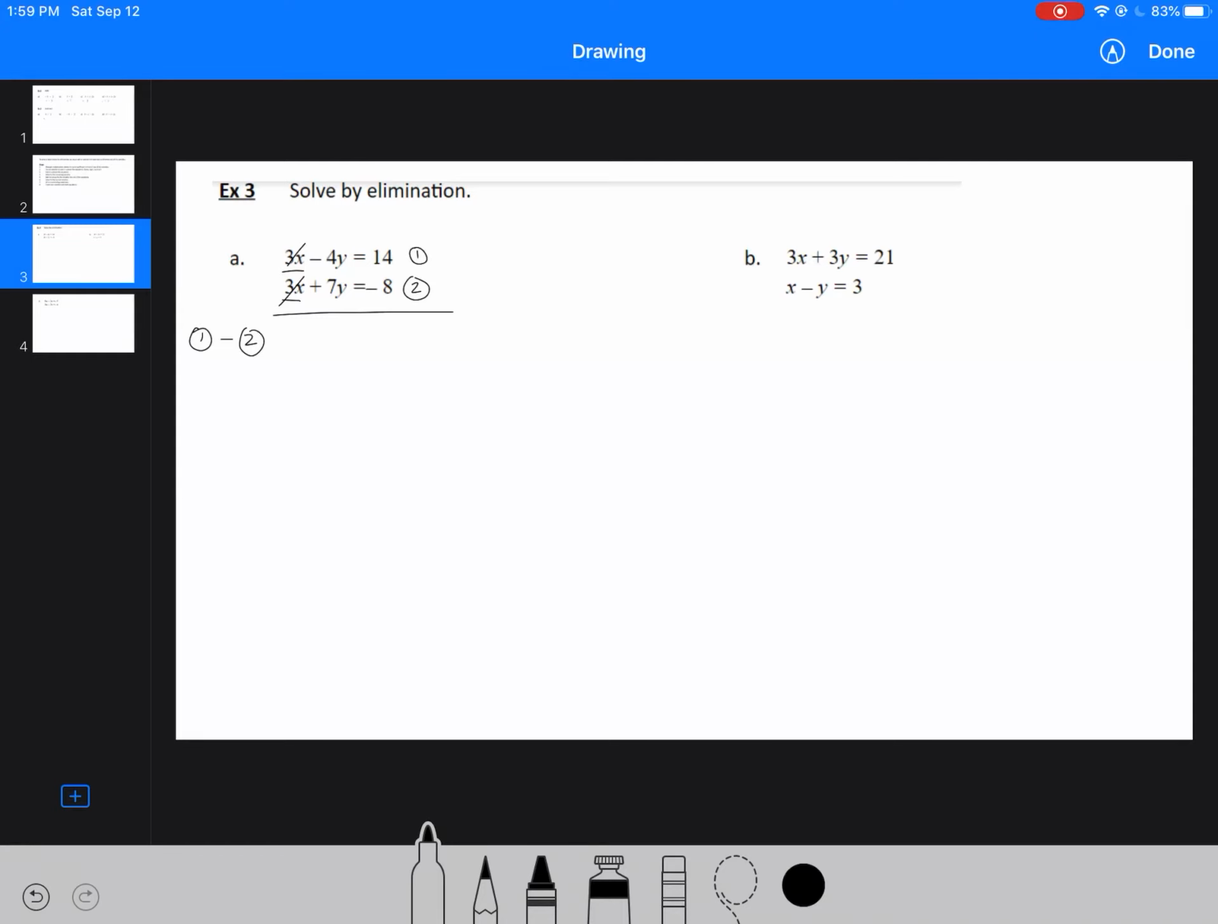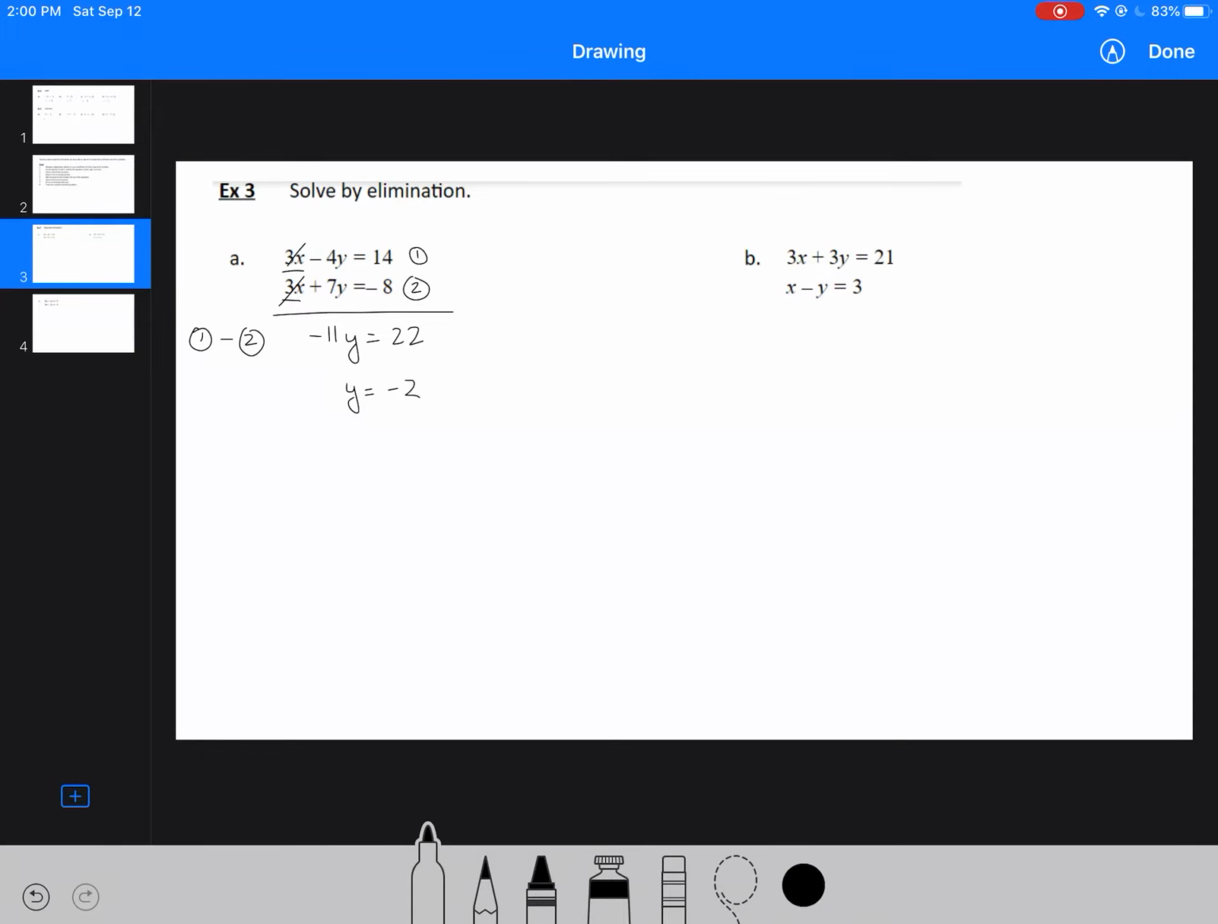Now I'm doing the same thing for the y's, minus 4y minus positive 7y. So I'm going to end up with minus 11y. Now I'm doing the same thing, 14 minus negative 8, which is going to give me positive 22. So here, this is a good example where you can see why it's important to make sure that you have your signs straight. Now I can divide both sides by minus 11, and that gives me y equals minus 2.